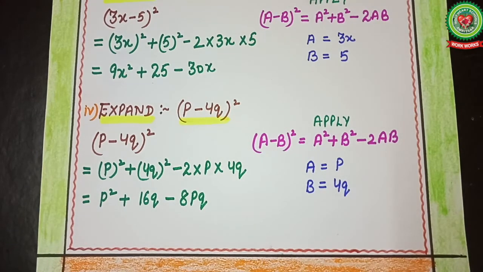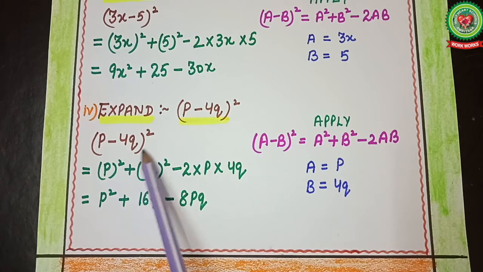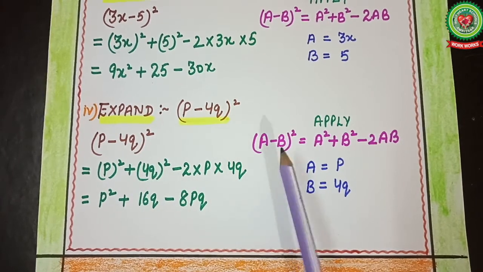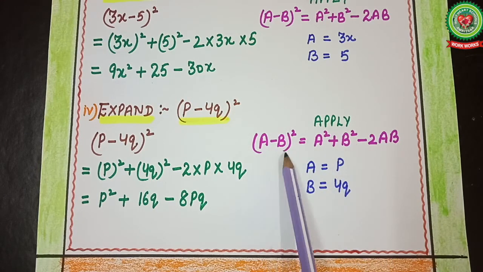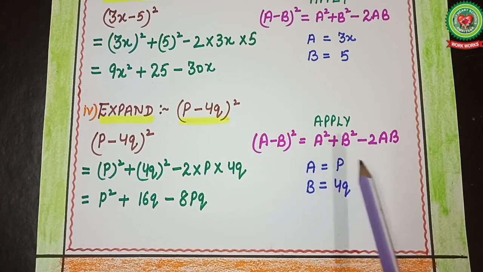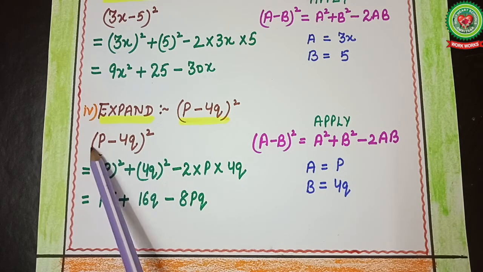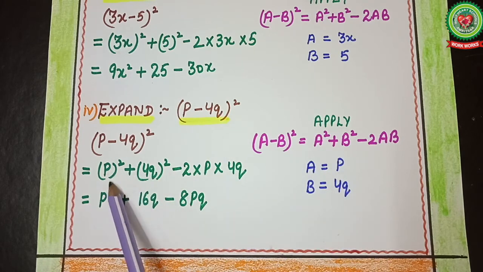So is that clear? We will move to the next example, that is example number 4. Students, let us read the statement first. Expand p minus 4q whole square. I have taken the statement like this, p minus 4q whole square. So again, you can correlate this statement with this identity. You have to write on the right hand side, apply a minus b whole square is equal to a square plus b square minus 2ab. Now from the statement, what is the value of a? That is p. What is the value of b? That is 4q.